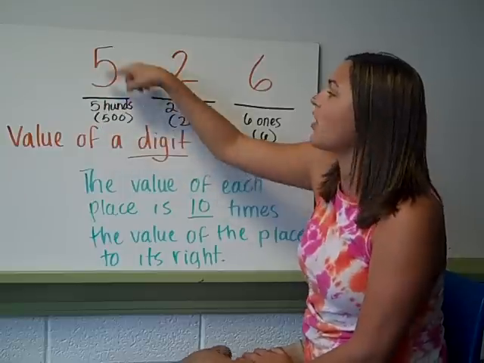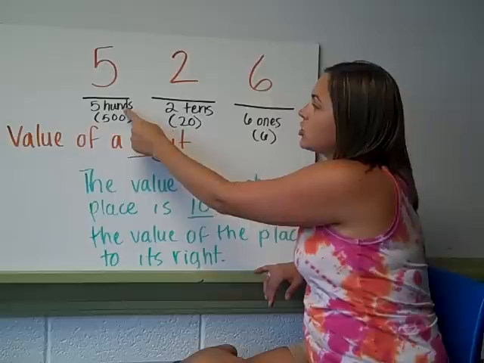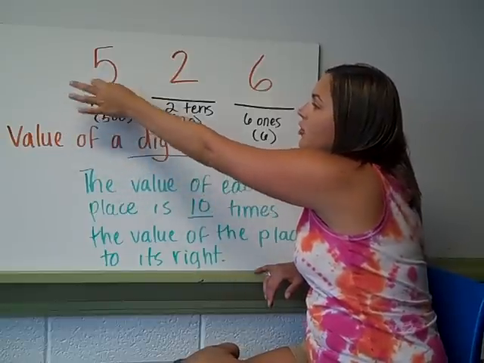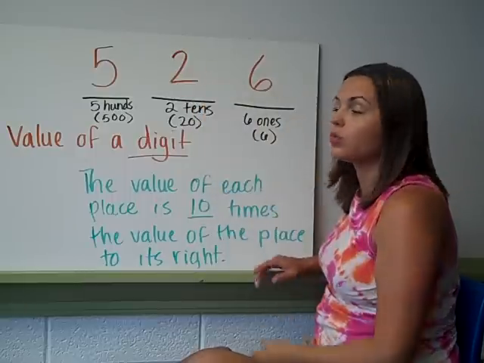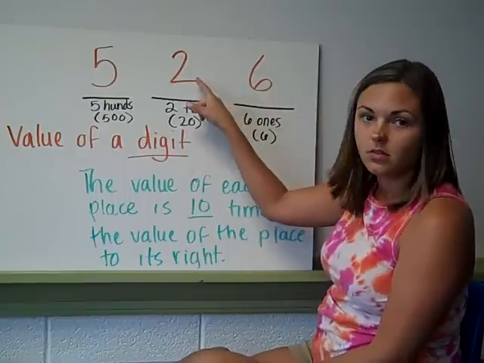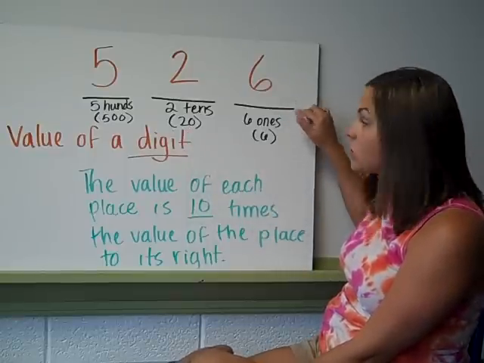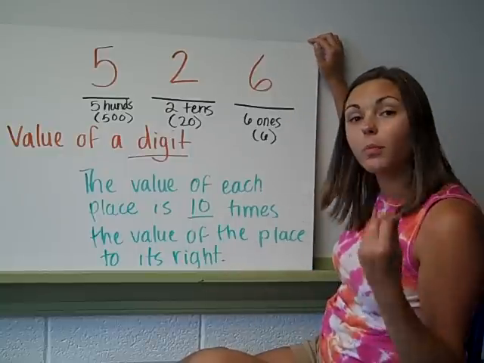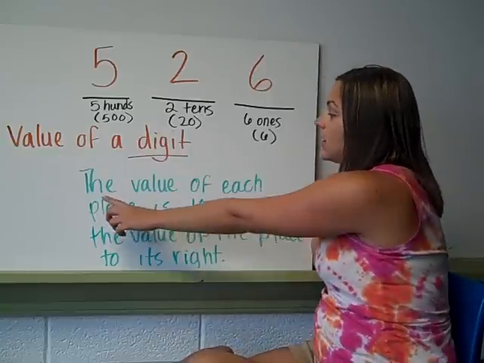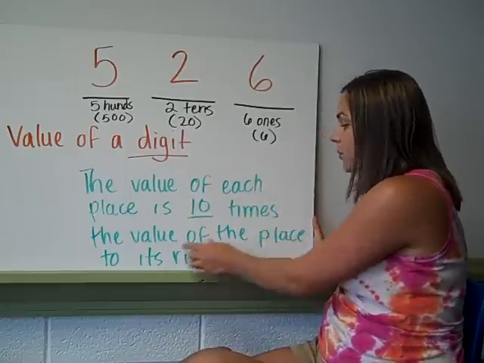So the value of this 5: this 5 is in the hundreds place, which means 500. The value of this 2 means 2 tens, so that's 20. And the value of this 6 is in the ones place, so that means 6 ones, which is just 6. The important thing to remember here is that the value of each place is 10 times the value of the place to its right.